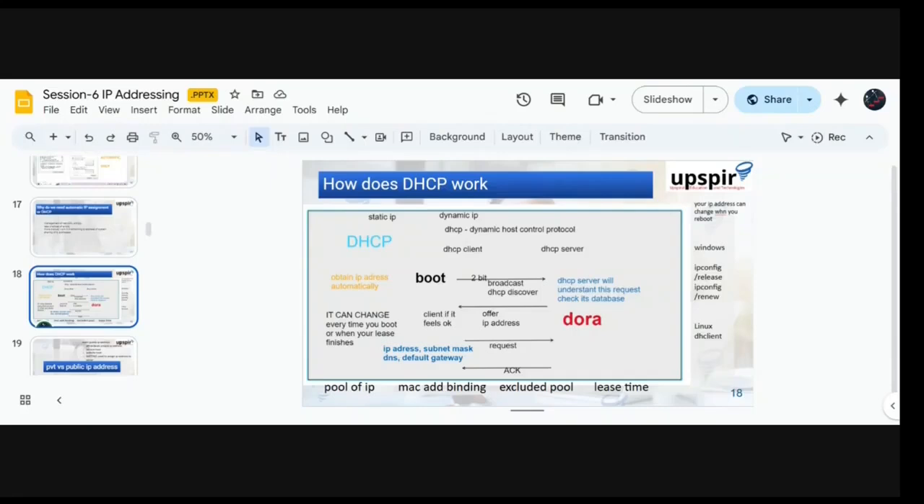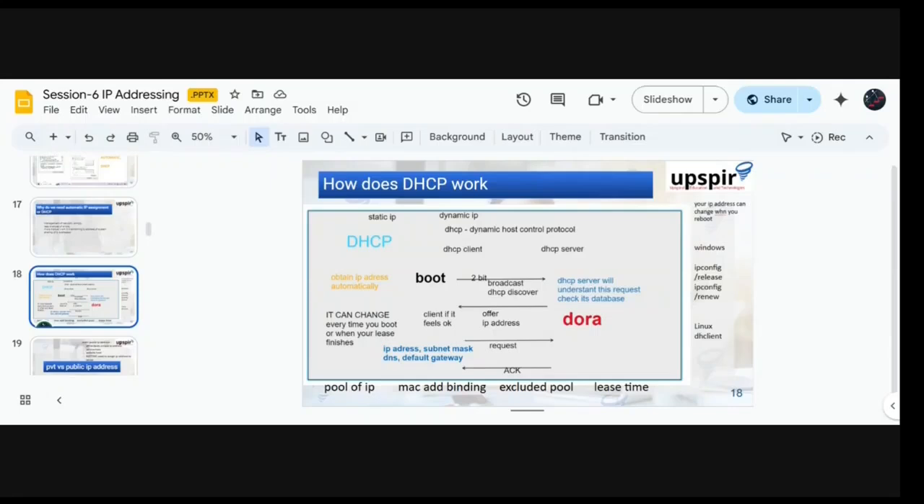There's a lease time. Their default value I don't remember, but after this lease time, your IP address will renew. That means it can change. Normally, the DHCP server will try to give the same IP address, but it can change. So that is why it is also called dynamic. All these things you can configure.